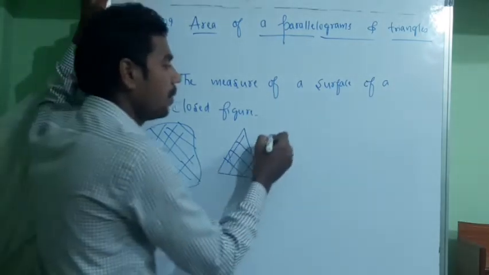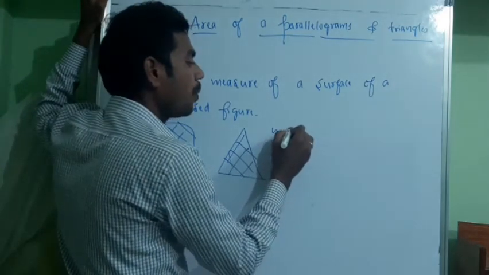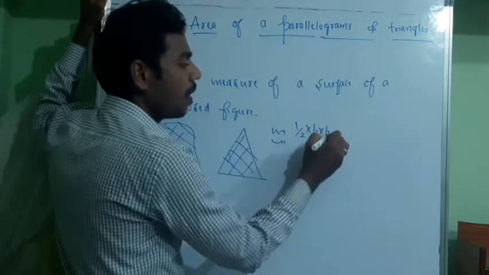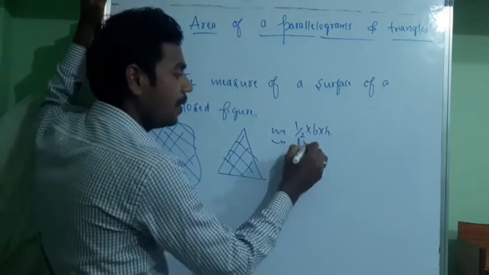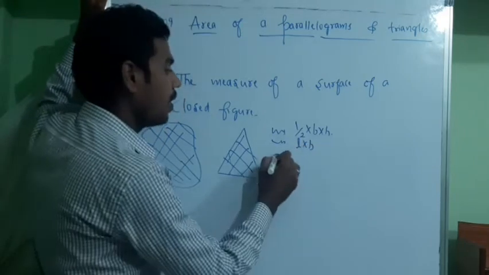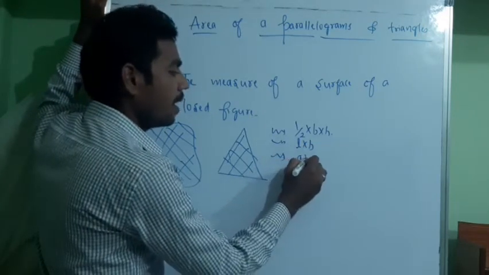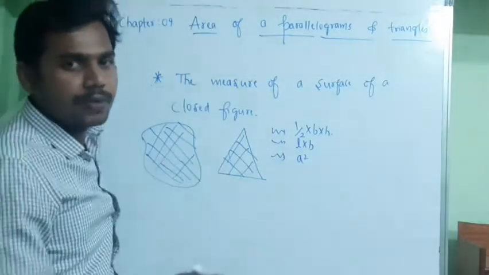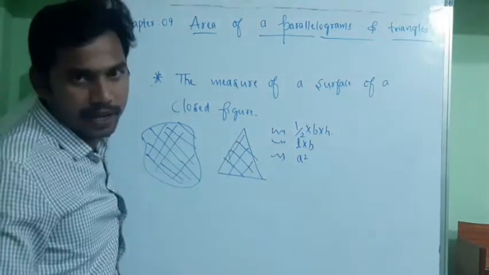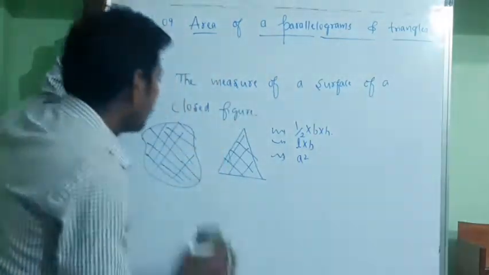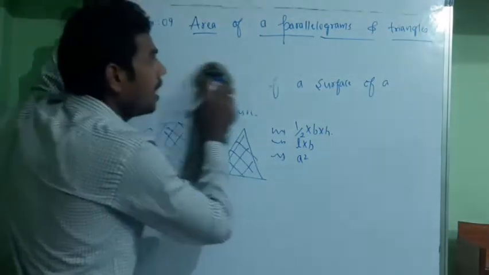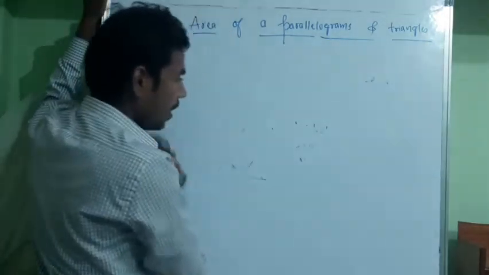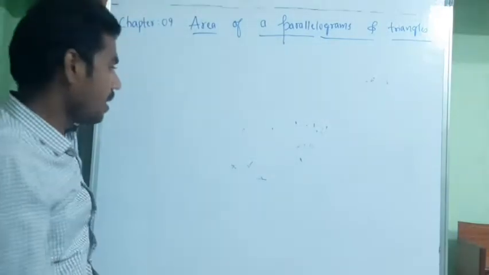Already in your previous classes you studied how to find the area of a triangle. For the area of a triangle you use the formula half into base into height. For a rectangle you use length into breadth. For a square it is side into side. So based on the different polygon, you use a different formula to find the area. Here in this chapter we are going to study the area of parallelograms and triangles based on a particular condition. What is that condition?